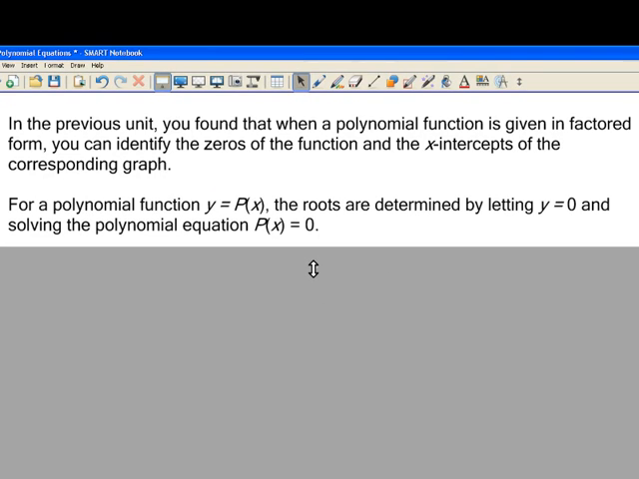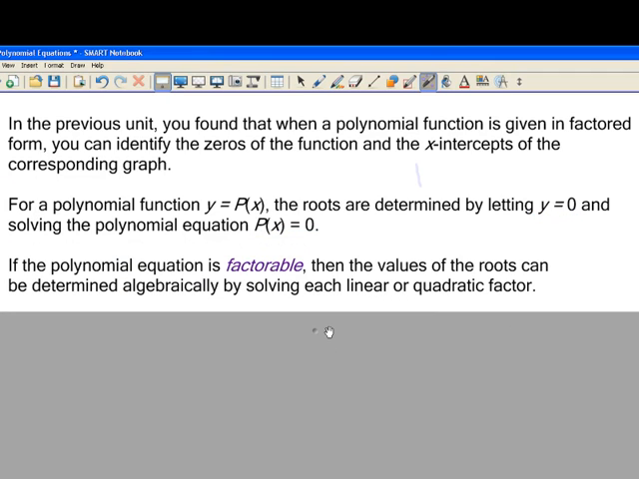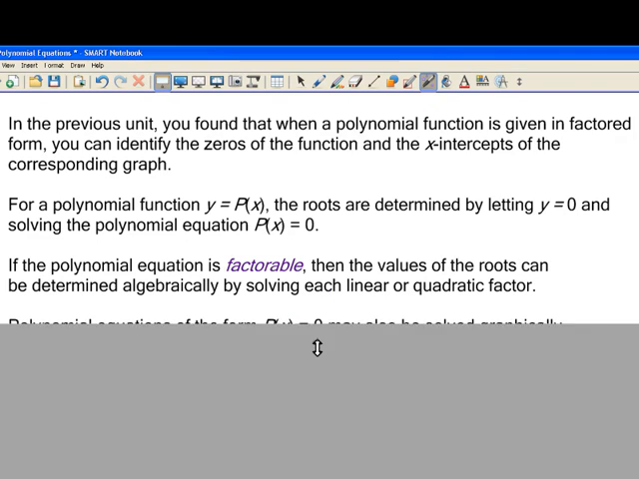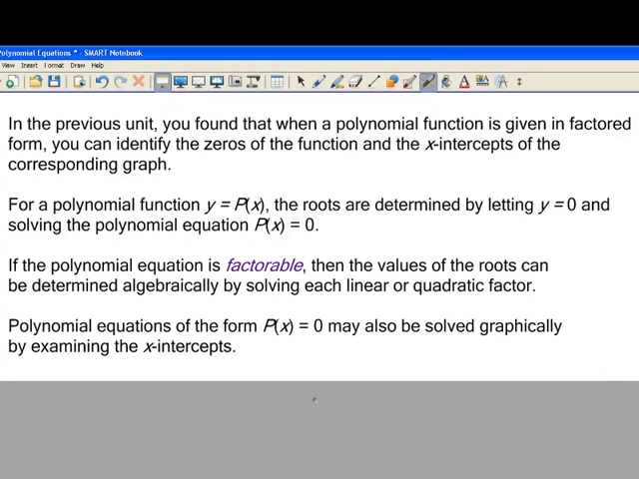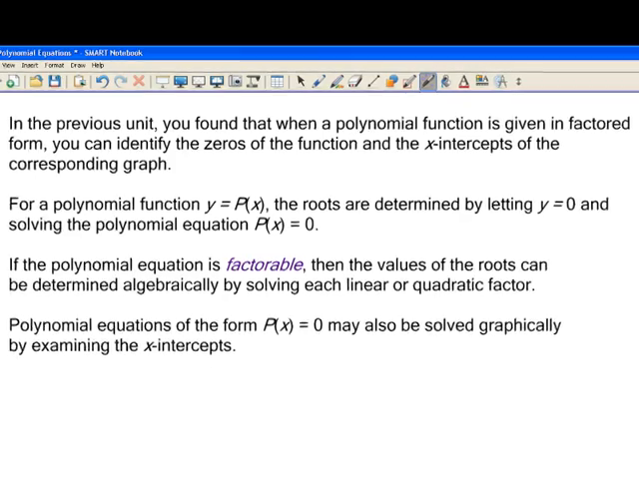So in a polynomial, we can find the roots by letting the function equal 0 and then solving the function, solving p of x equals 0. If we have a polynomial that is factorable, if we can factor it, then the values of the roots can be determined algebraically by solving each of the factors. As well, if we have a polynomial that's equal to 0, we can also solve it graphically by looking at the x-intercepts of the function. We did a little bit of that last unit. Now we're going to do a little bit more. We're going to go a little bit further.